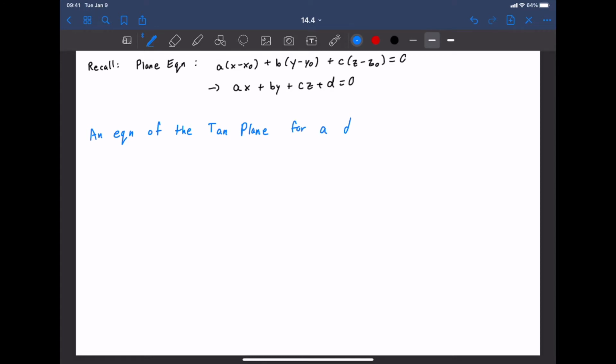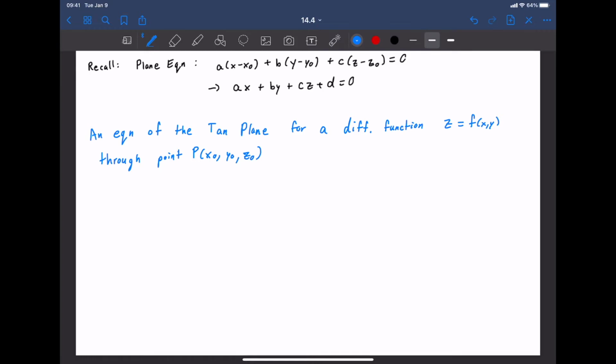for a differentiable function. Why does this function have to be differentiable? Because we're going to use the partial derivatives. Z equals f, and we have two variables. That's what makes it a surface. So we'll use, through the point x naught, y naught, z naught. I'm sorry, usually we label the point.